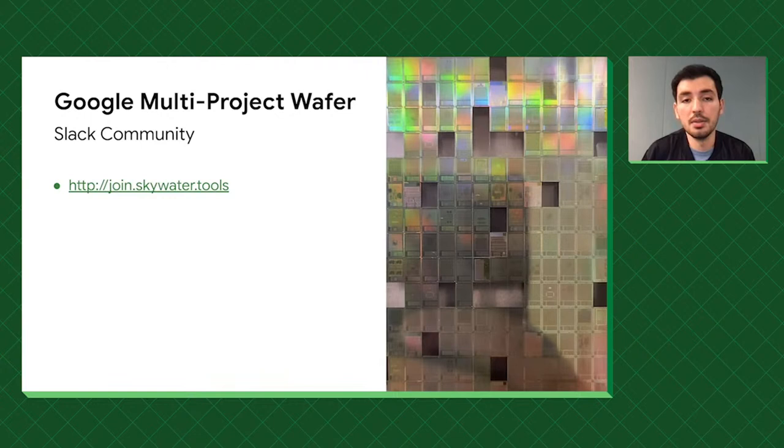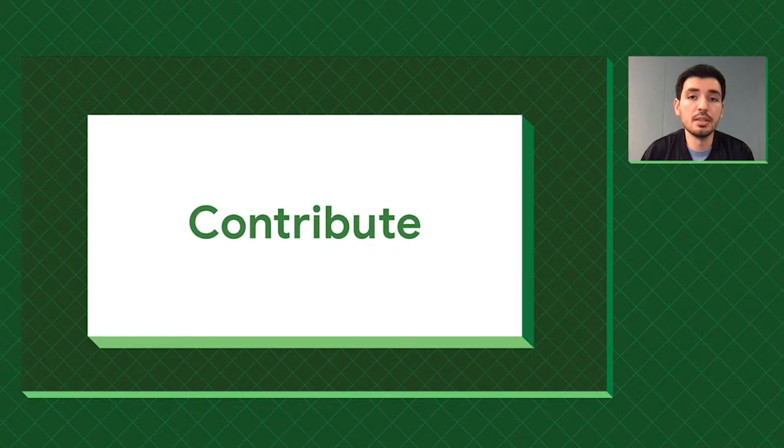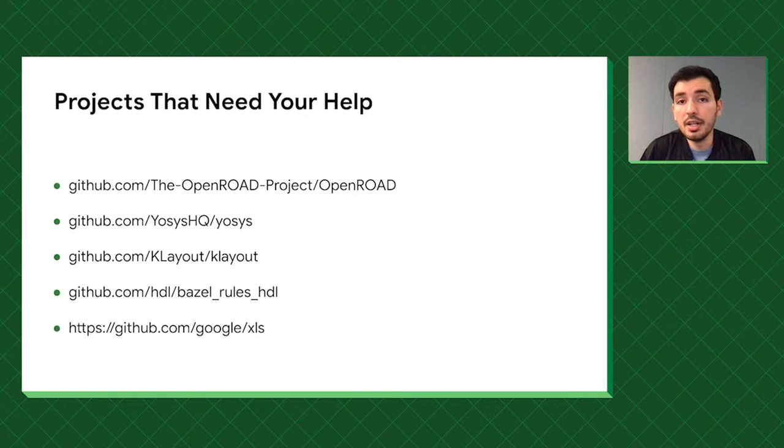The next thing I'd like to ask you is to contribute to some of the projects that I mentioned before. We have OpenRoad, which is doing our place and route, and it's a very exciting piece of software that has tons of algorithmic complexity if you're into that kind of thing. We have Yosys, which is doing our synthesis. We have Klayout, which showed us our pretty pictures and did some of the streaming for the manufacturing process.